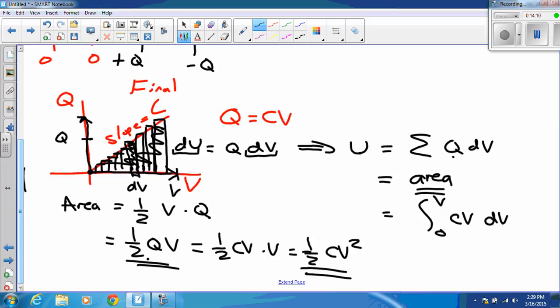Great question. If we're thinking of dU as a little tiny piece of the total amount of energy, then when I add up all of the pieces, what I'm really doing is adding up both sides here. So when I add up the pieces of dU, what I get is the total amount of U.